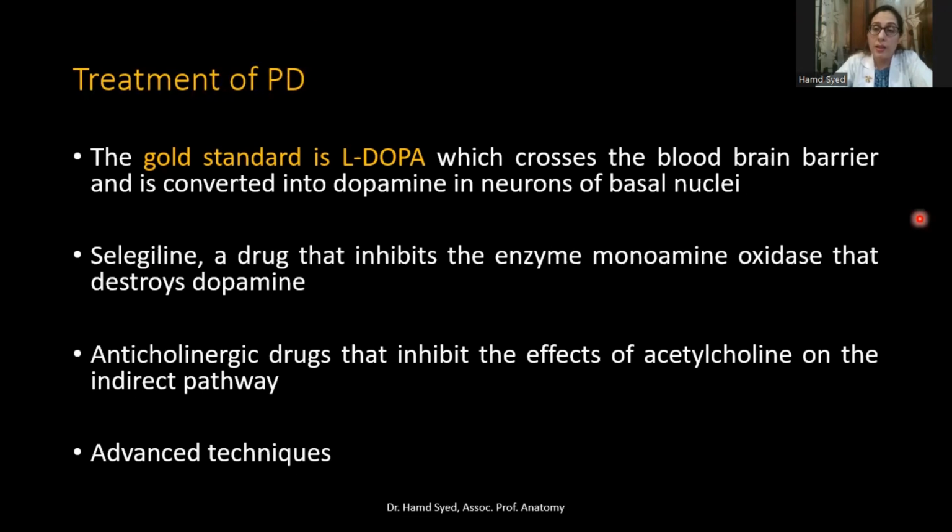Some other advanced techniques which are based on trial, or experiment, have also been used, in which you can embryonically transplant these cells, these dopaminergic neurons of the substantia nigra. But these are the new techniques which are still under trial mostly. Now let's talk about the hyperkinetic disorders. Now that we have discussed Parkinson's disease, where we were considering hypokinetic disturbances, let's look at the hyperkinetic disorders related to the basal nuclei.